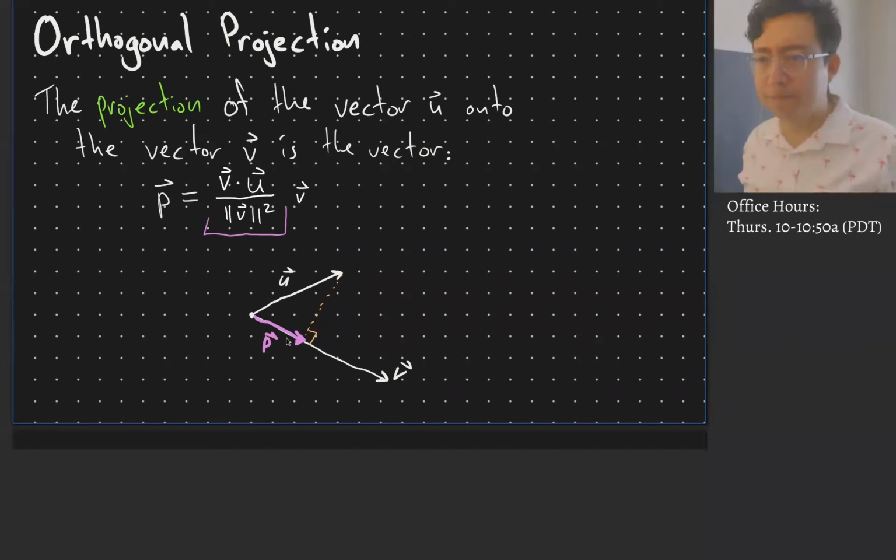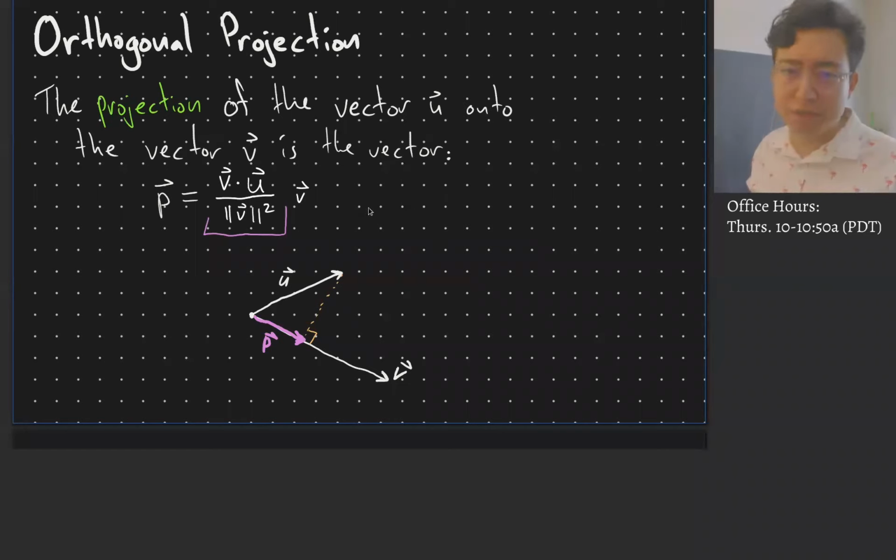Okay, cool. Any questions on orthogonal projection? This is just a nice formula, and on the homework there are going to be some relatively straightforward problems of project this vector onto this vector, and you'll just use this formula.